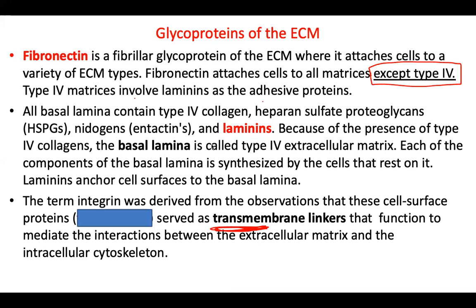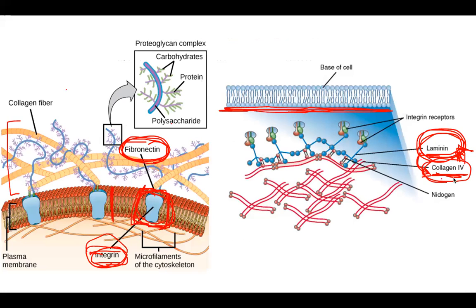And the last thing that I talked about is that type 4 collagen is found in the basement membrane, or what's also called the basal lamina. Yeah.